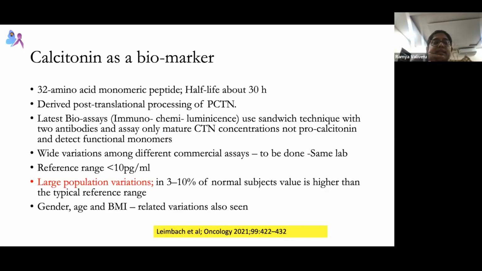Coming to serum calcitonin and serum CEA, calcitonin is a 32 amino acid biomarker. Its half-life is about 30 hours. It is a post-translationally processed product of procalcitonin. The latest bioassays use a technique called immunochemiluminescence.